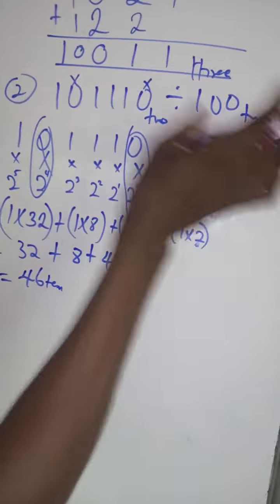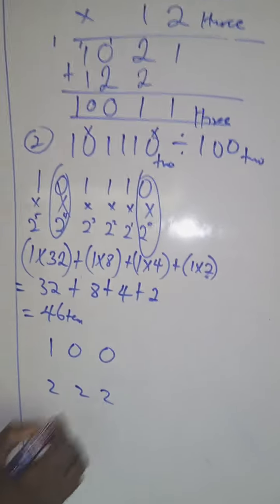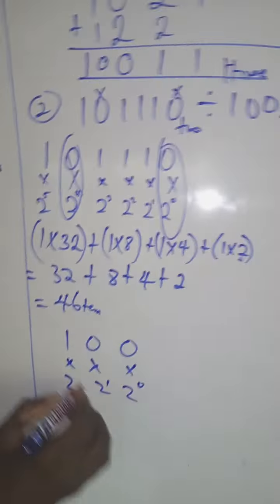And this one, I'll check it out: 100. So 2, 2, 2, multiplication, power 0, power 1, power 2. This one is with the 0, it cancels out. I only deal with this, 1 times 4. So all this gives me 4. Since I'm dividing, I'll finally say 46 base 10 divided by 4. 46 will not divide directly. So this question, I think, has an issue.